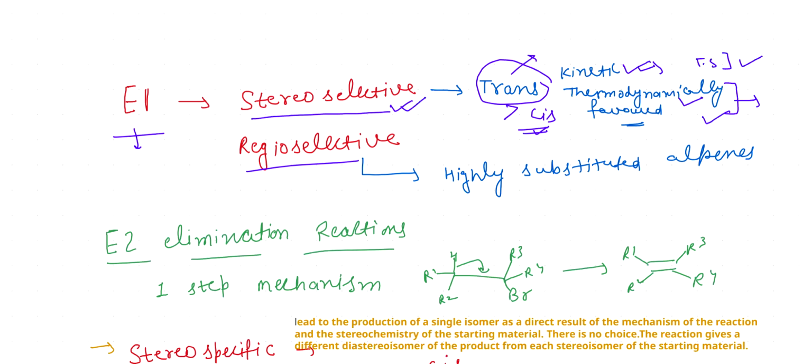Regioselectivity means a double bond is formed in a particular region. So in the case of E1 elimination, there is formation of the highly substituted alkene. This is according to the Zaitsev rule.